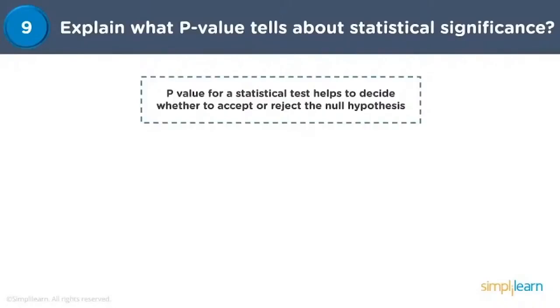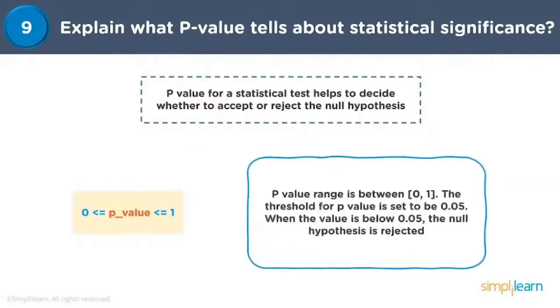They come up with an alternative hypothesis that they think explains a phenomenon and they work to reject the null hypothesis. For example, the null hypothesis or H0 could be the world is flat and an alternative hypothesis could be the world is round. The lower the p-value, the greater the statistical significance of the observed difference. Now the p-value is just one piece of information you can use when deciding if your null hypothesis is true or not. The p-value lies between 0 and 1 as you can see here. The threshold for p is set to 0.05. When the value is below 0.05, the null hypothesis is rejected.